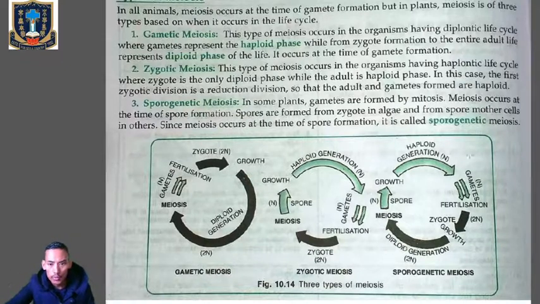Number 2 is zygotic meiosis. This type occurs in organisms having haplontic life cycles, where the zygote is the only diploid phase, while the adult is haploid. The first zygote division is a reduction division, and the adult and the gametes are haploid. Then we have sporogenetic meiosis, which occurs in plants, where gametes are produced by mitosis. Meiosis occurs only at the time of spore formation. So these are the 3 types of meiosis cell division.